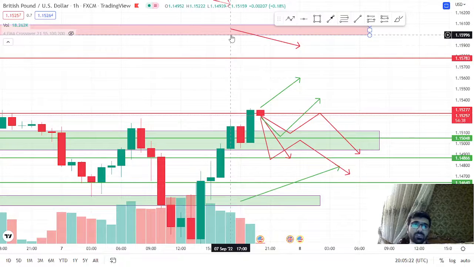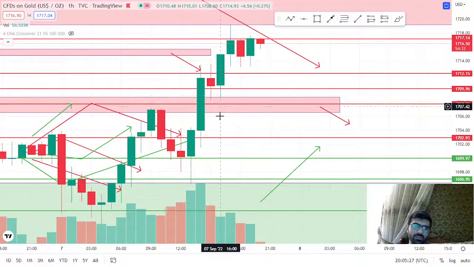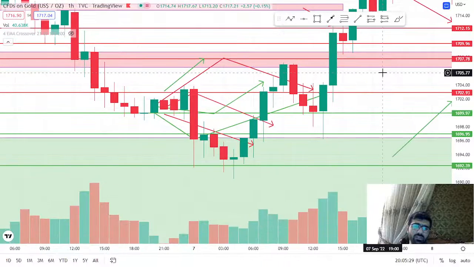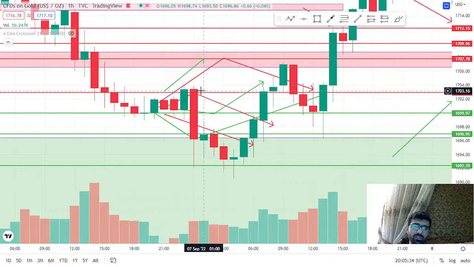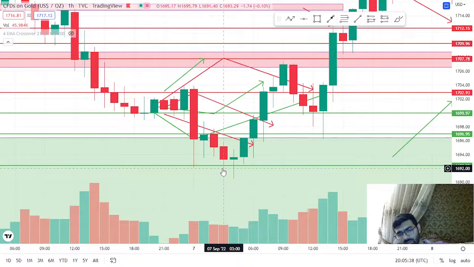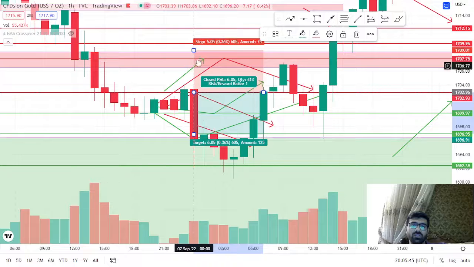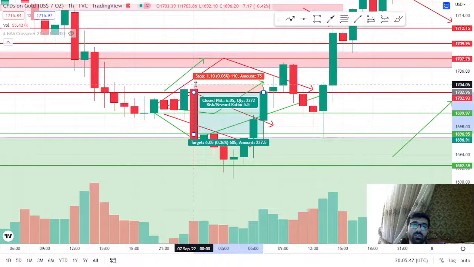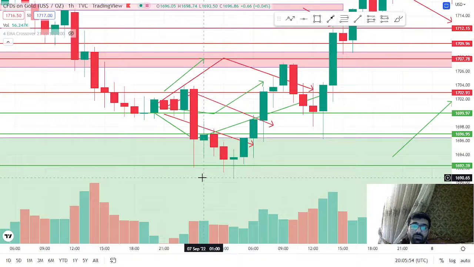So now let's move on to the next pair, which is gold. Since we were yesterday discussing gold, gold was over here and we gave you a selling setup and it was executed perfectly. From this, the market went all the way down to this level. How much profit would that be? It would be simply 11% profit, okay?